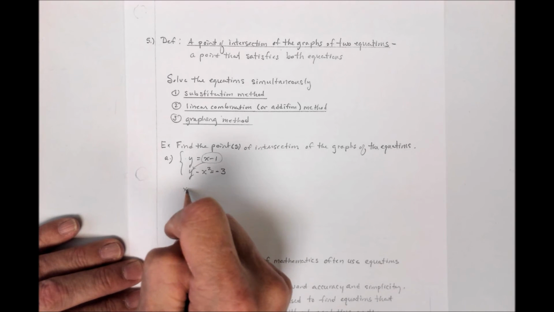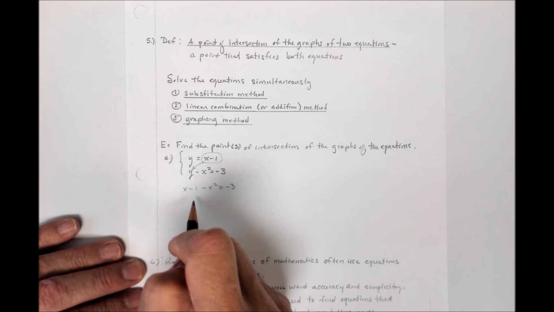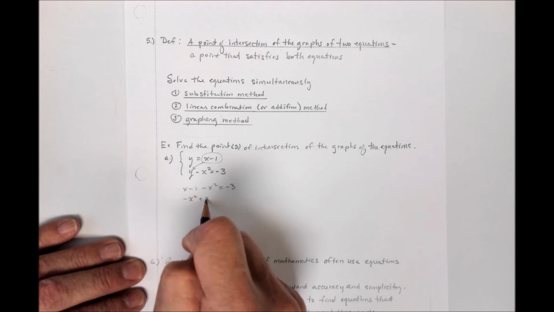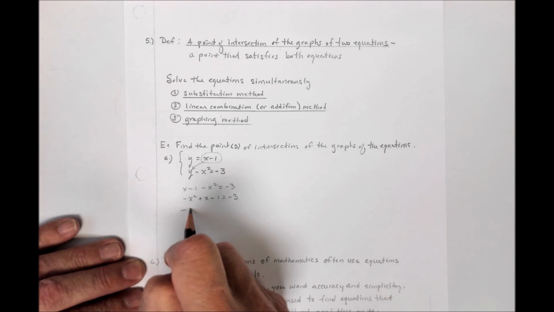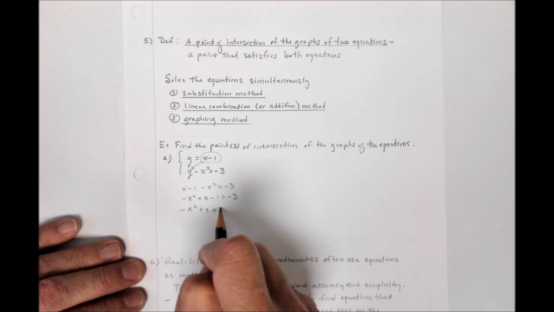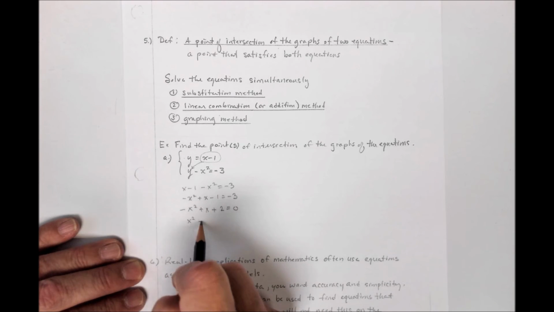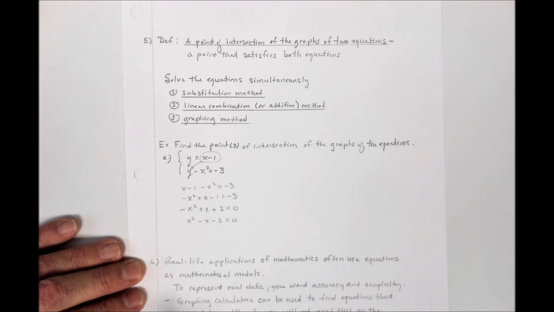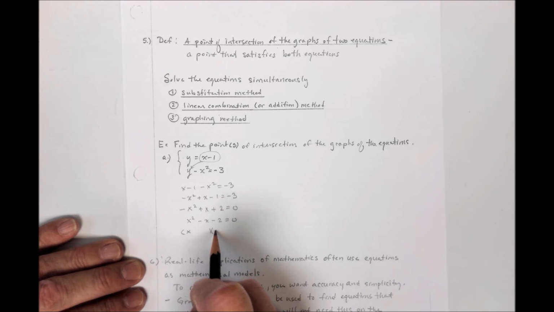So I have x minus 1 minus x squared is equal to negative 3. So that's going to give me the opposite of x squared plus x minus 1 is equal to negative 3. I'm going to add 3 to both sides. The opposite of x squared plus x plus 2 if I add 3 to both sides. And then I'm going to multiply through by negative 1, and I get x squared minus x minus 2 is equal to 0. Because this is a quadratic equation, and I want to factor it, and I prefer factoring with a lead coefficient that is positive.